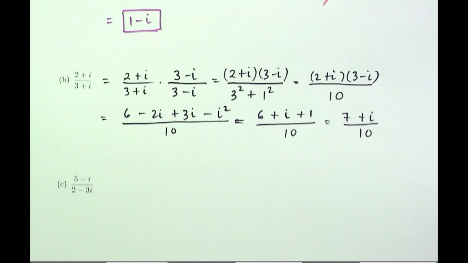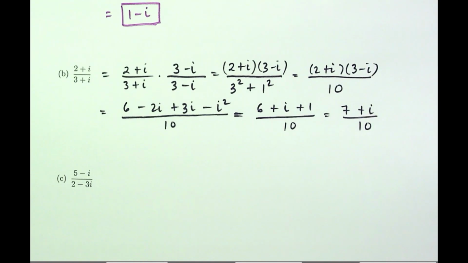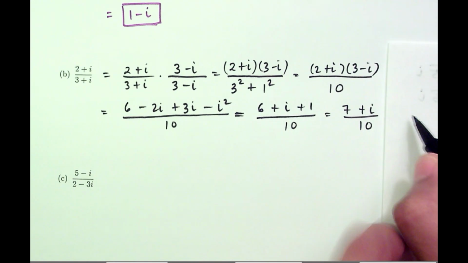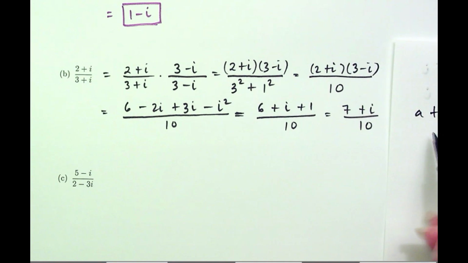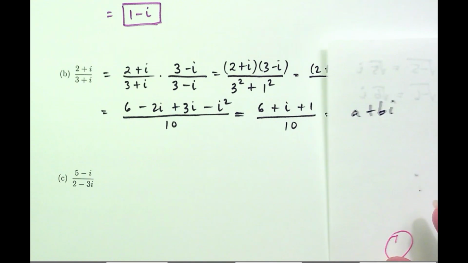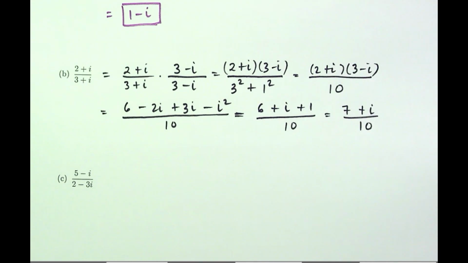Note, however, that even though we cannot really simplify anymore, there's nothing I can cancel, you're still not going to report the answer like this, because this is not in the form a plus bi. This is not in the standard form. It has to be something plus a number times i. That's not like that, because there's the whole over 10 thing.